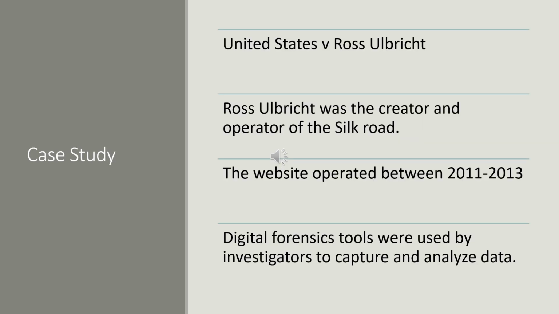United States versus Ulbricht is a real-life case study that used digital forensics to get a conviction. Ulbricht created and ran the Silk Road, which was an online black market hosted on the dark web. The website operated between 2011 and 2013, facilitating illegal transactions using Bitcoin. According to an online article on ice.gov, the site made approximately $13 million.